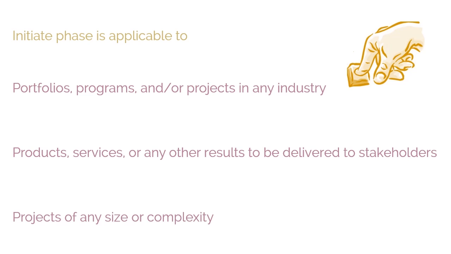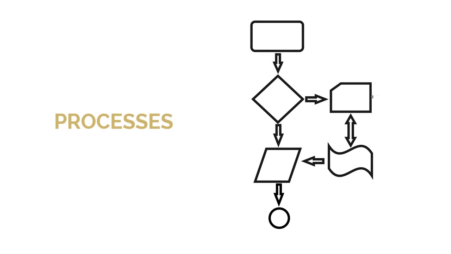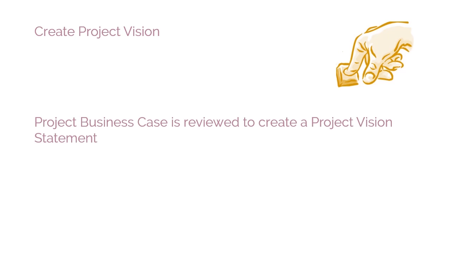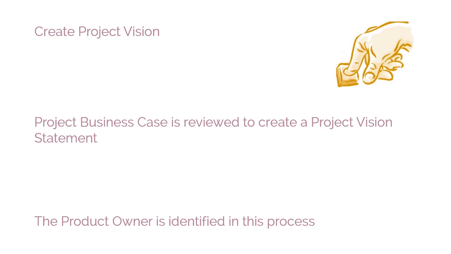Let's briefly understand each process that is a part of the initiate phase. The first process in this phase is create project vision. In this process, the project business case is reviewed to create a project vision statement that will serve as the inspiration and provide focus for the entire project. The product owner is identified in this process.